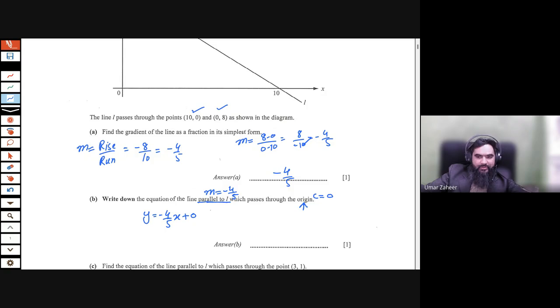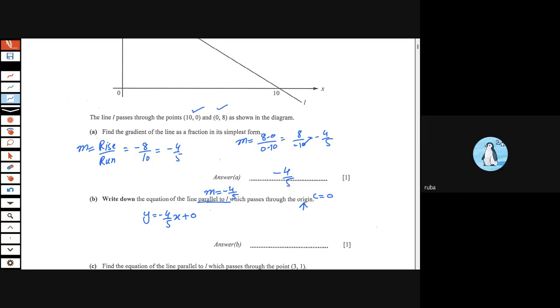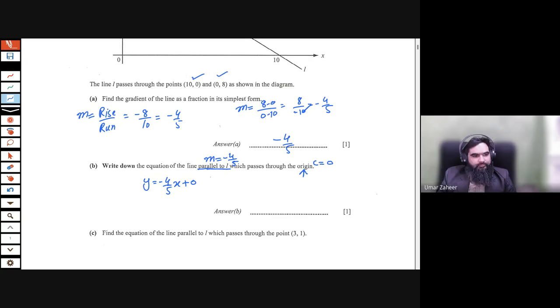Yes, everyone, any question till here? No, sir. So y is equal to minus 4 over 5 x, and that's it.